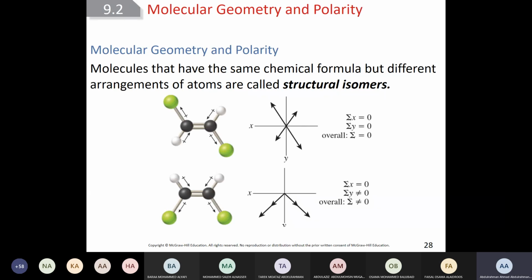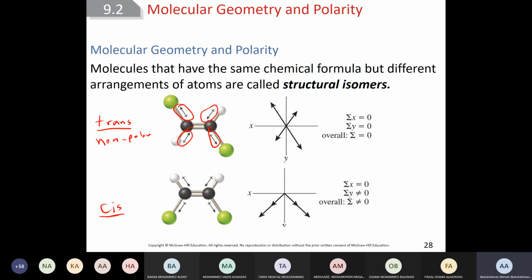Okay. Now, let's look at something else, like for example this molecule. This is called the trans shape, and this is called the cis shape. Is the trans shape polar or non-polar? Non-polar. Why? One cancels the other. Yes. This one cancels this one, and this one cancels this one.